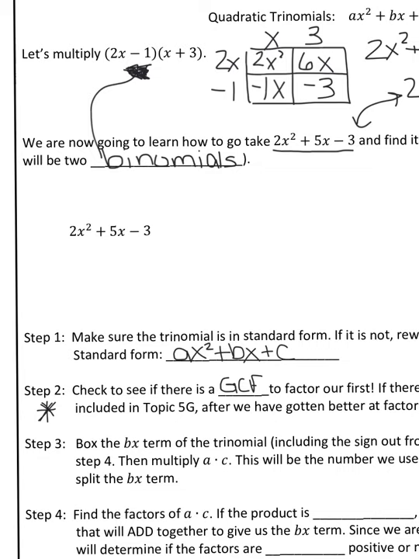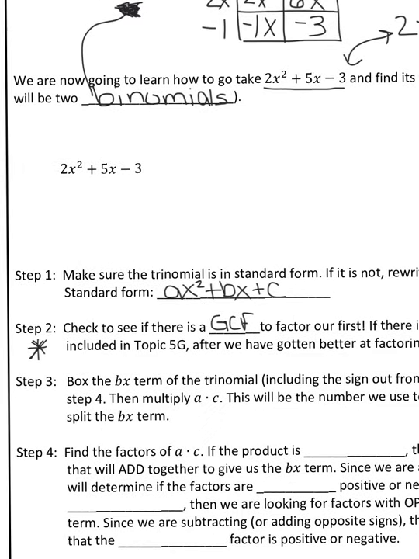All right, so now we're down to step 3. Step 3 down here is where we're getting into the heart of actual factoring. It says to box the bx term of the trinomial, including the sign out front.